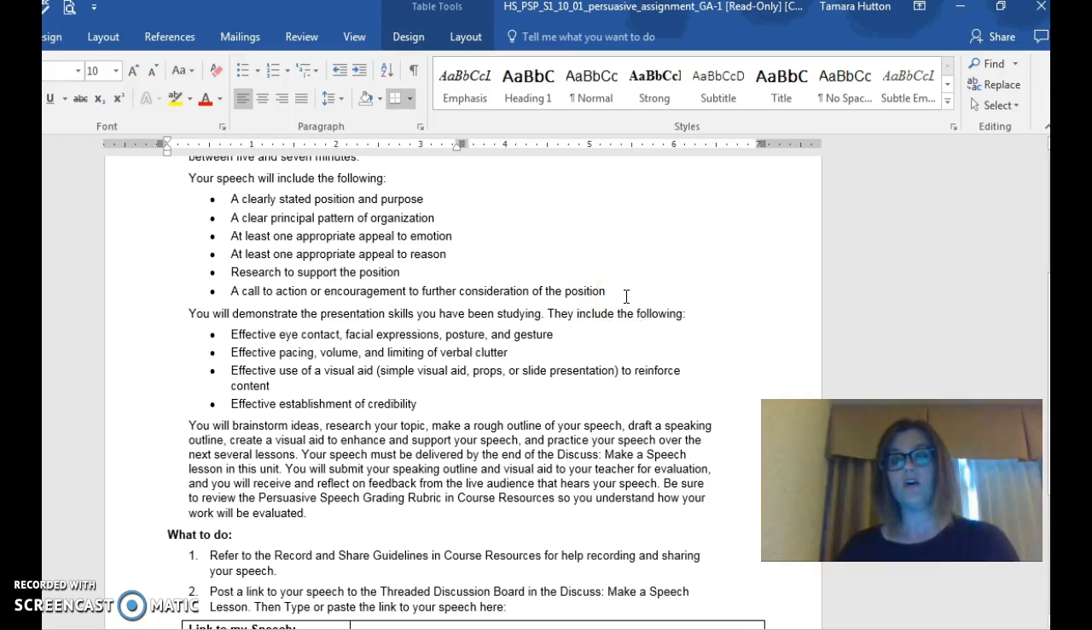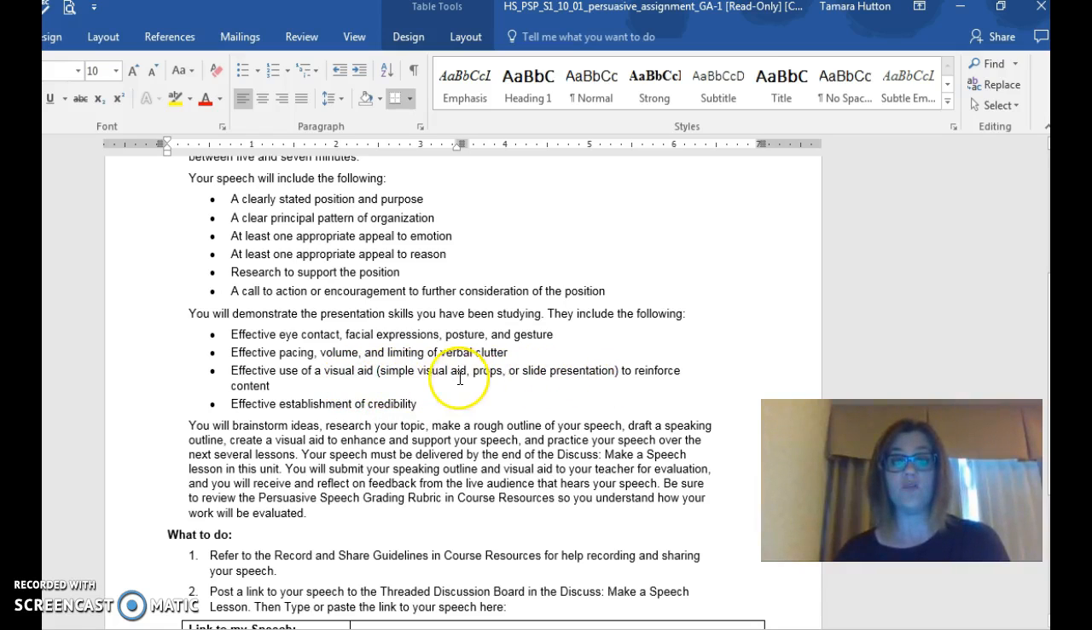So even if you know that your audience is not going to see your side, at least get them to consider your position. You will demonstrate everything that you've learned over the semester, including eye contact, your facial expressions, your posture, your gesture. Are you standing or are you sitting? Are you sitting on your bed or are you standing up giving a speech as you should be? Do you have effective pacing and volume and eliminating the verbal clutter, using ums and ands and likes, that kind of thing?